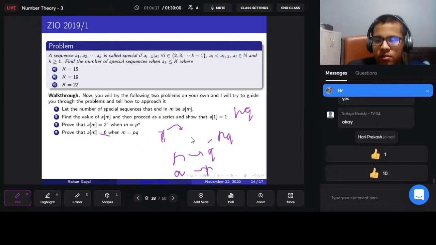For example, let me take an example. Say M is 15, which is 3 into 5. So we consider the sequences which have the number 1 and 15. These are 1, 3, 15; 1, 5, 15; and 1, 1, 15. And I can remove 1 from all of these. So 3 cases into 2, which is 6.